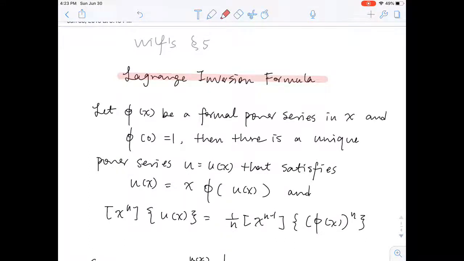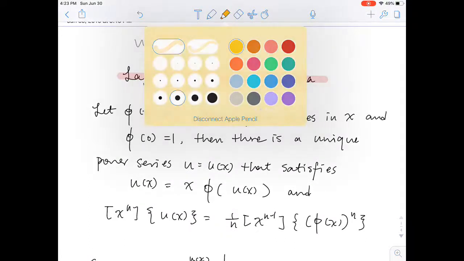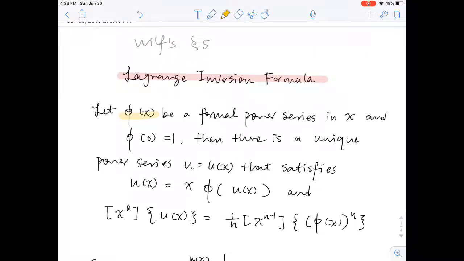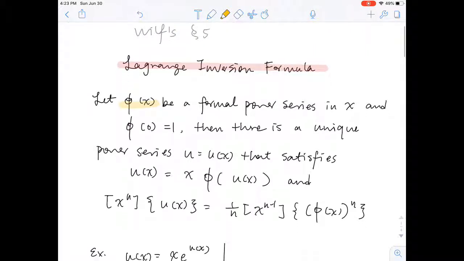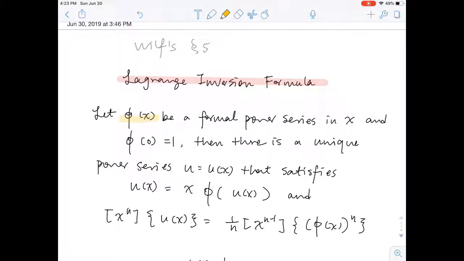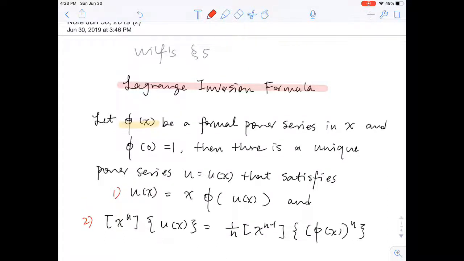So, the theorem says: let phi(x) be a formal power series in x, and we have the initial condition that phi(0) equals 1. Then there is a unique power series U(x) in x that satisfies, first, U(x) equals x phi(U(x)), and second, the coefficient of x^n in U(x) is the same as 1 over n times the coefficient of x^(n-1) in phi(x)^n.